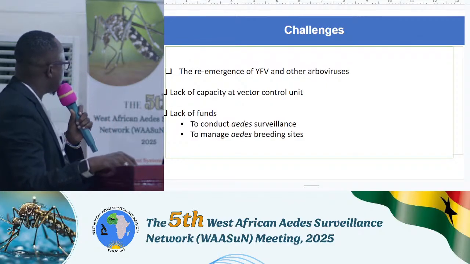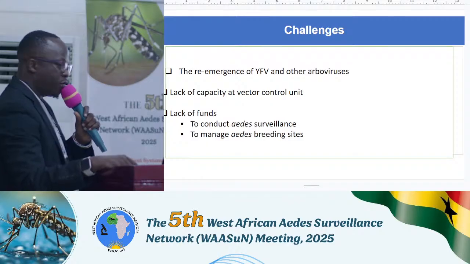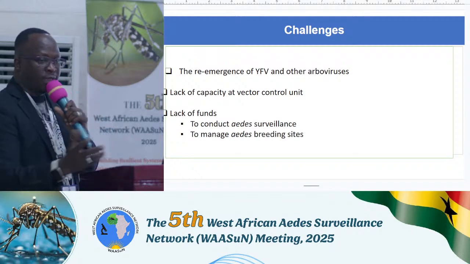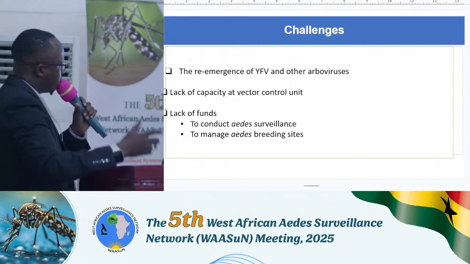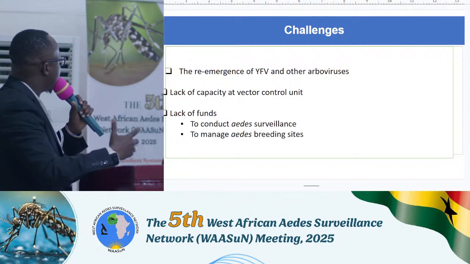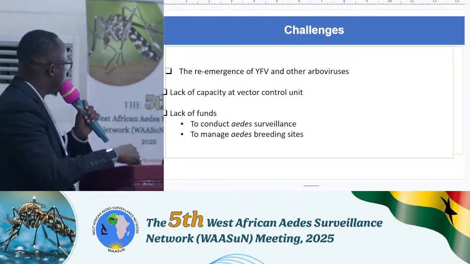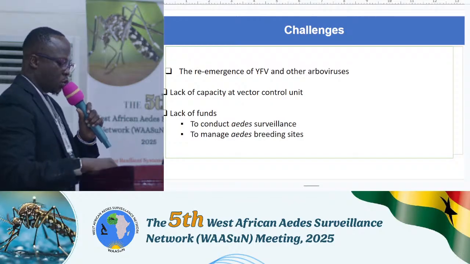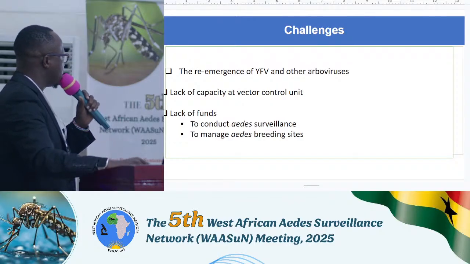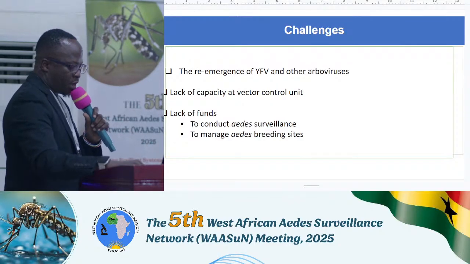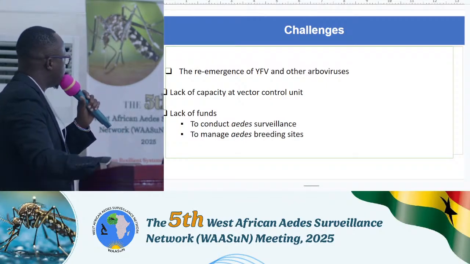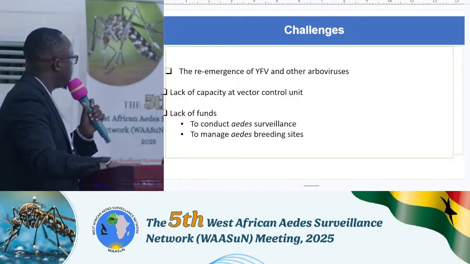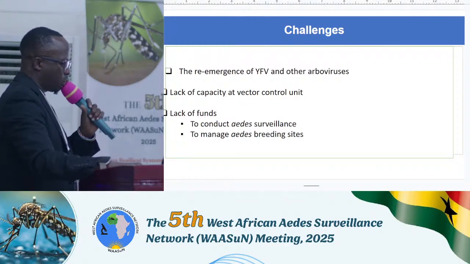Lack of funds to conduct Aedes surveillance. We are not into it much, but I think with collaboration, we can at least work on something so that we can get a good surveillance system for Aedes. Manage Aedes breeding sites also. Most of the breeding sites we go to are for collecting larvae after the IRS, for the Anopheles mosquitoes. But I think it will also be interesting to have some Aedes sites that are managed in the country.